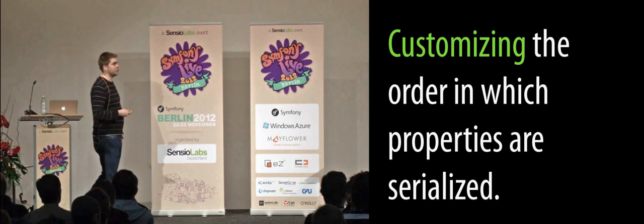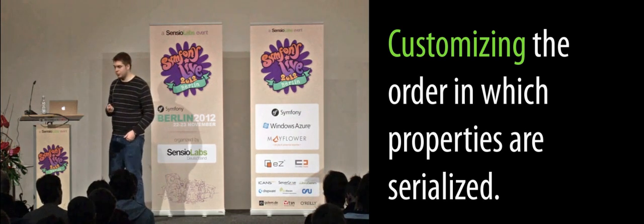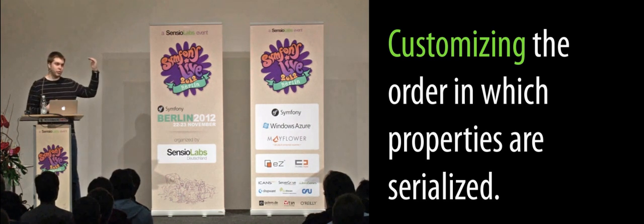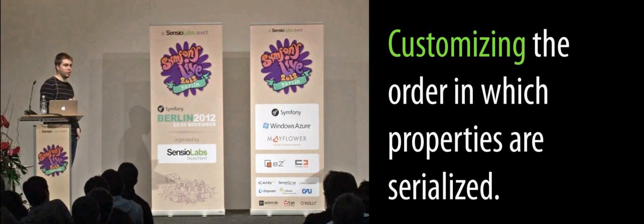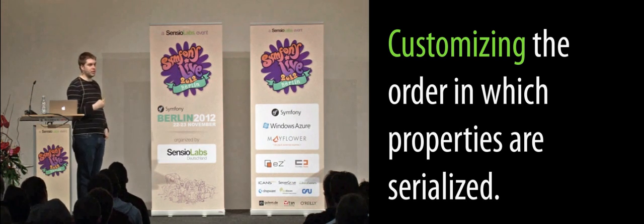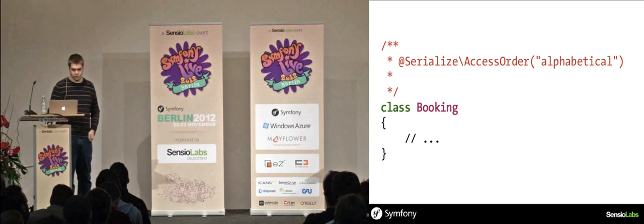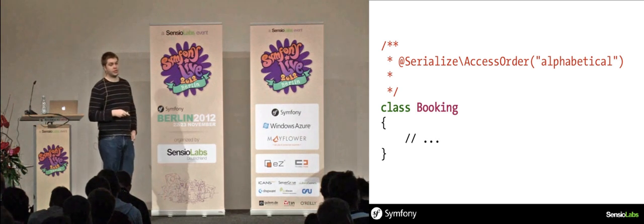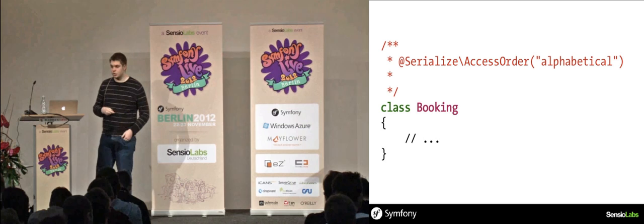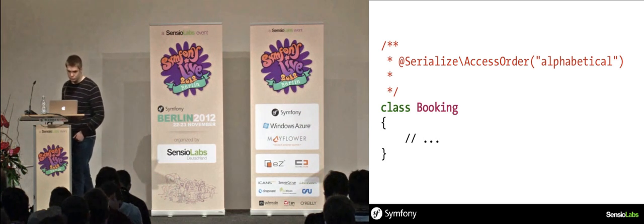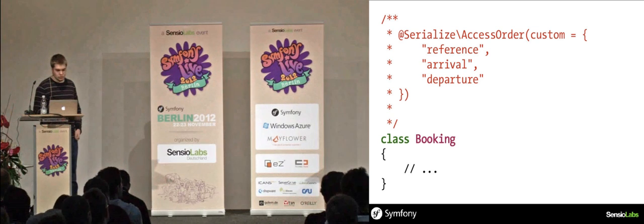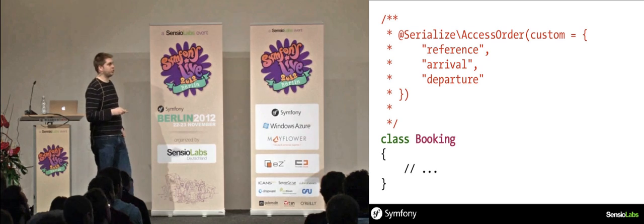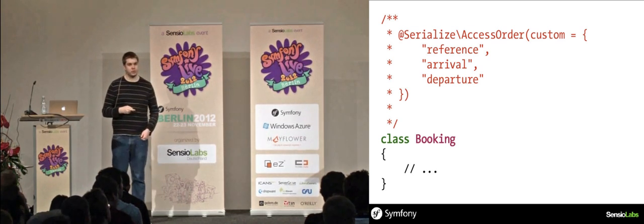The order can also be defined in your serialization process. By default, it serializes your properties from top to bottom. So if you have, for example, ID, reference, and designation, they will be serialized in this order. But if you want another order, you can use the access order configuration annotation to change the serialization order. So it supports the alphabetical order, using alphabetical, or you can use a custom order. So I want to serialize the reference first, and then arrival, and then departure properties.